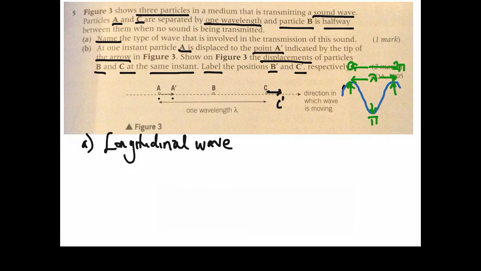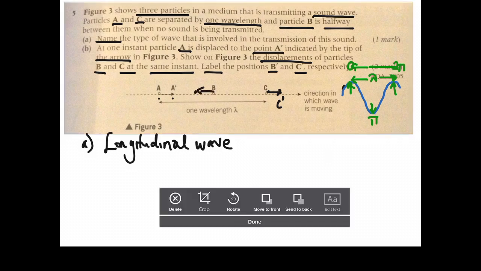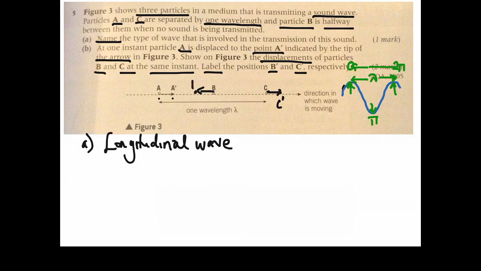Okay. Next part, B. If we look at B, we just said B is halfway. So halfway, okay, so that's B. Now B is halfway, so it's going to be in antiphase, 180 degrees out of phase. So it has to be going in the opposite direction, but with the same amplitude. Okay, so there we go, and we get B, and I label it as B dash, and my answer to that question is complete. Okay, moving on to the next question.